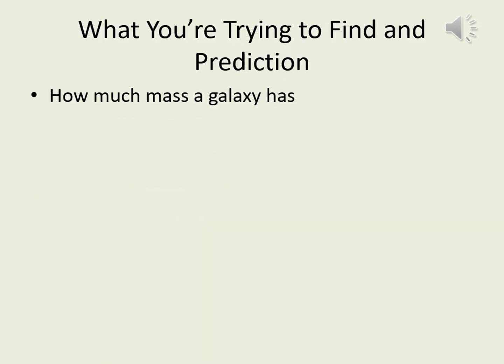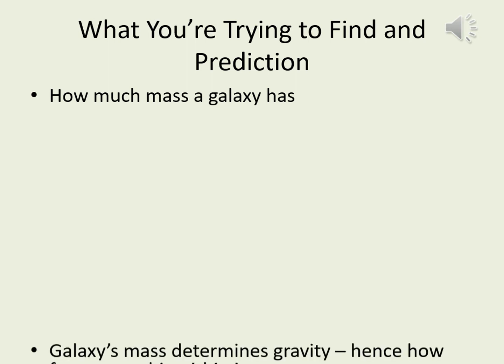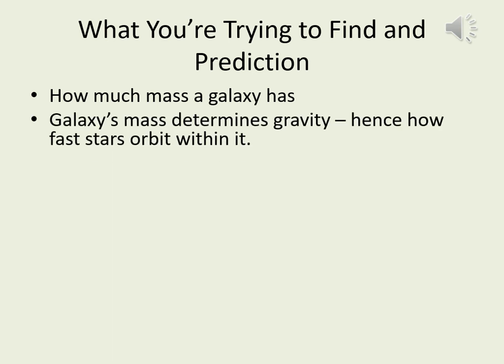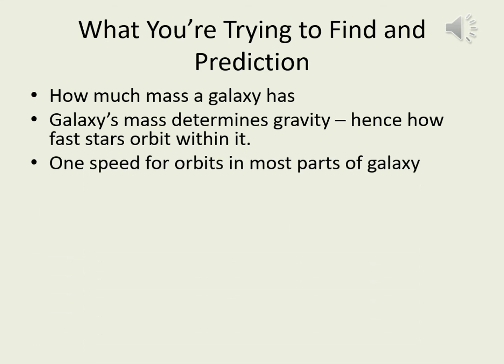We're trying to find out how much mass some of our galaxies contain and which one has the most mass. Remember that mass determines gravity, so the stars that orbit within the galaxy will be moving fast enough that they don't fall into the center of the galaxy. Hence, we'll want to use the speeds the stars are moving to tell us about the galaxy's mass. As we've seen with our own galaxy, the orbit speeds are fairly constant across most parts of a galaxy, so we can use just one speed to describe the orbits of the stars.